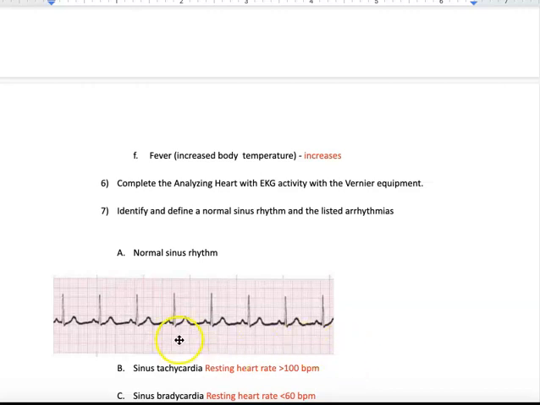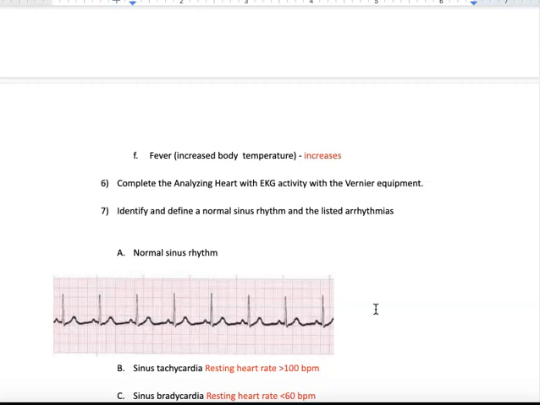So here's a normal sinus rhythm. Okay, you get your P, QRS, T, P, QRS, T. Okay, so they're all normal. The distance between them, the heart rate is normal. Okay, that's a normal sinus rhythm. A normal sinus rhythm means sinus means the SA node is in charge. Okay, the SA node is in charge.